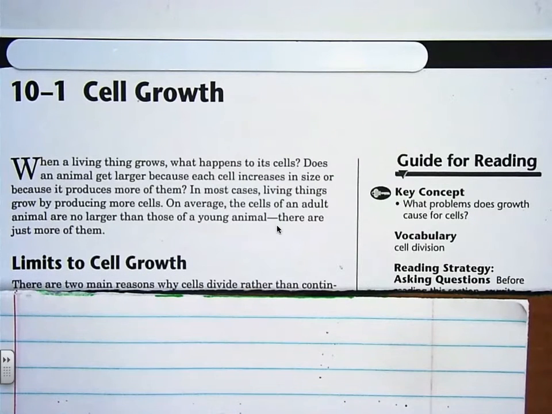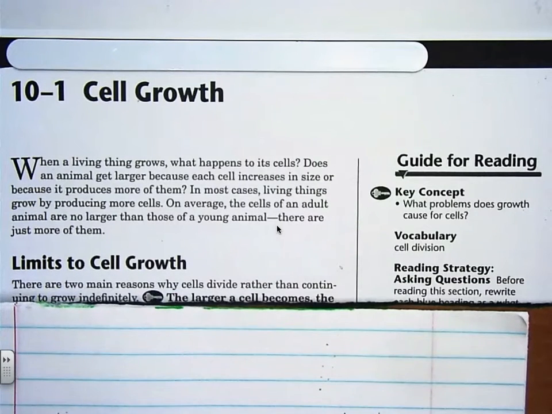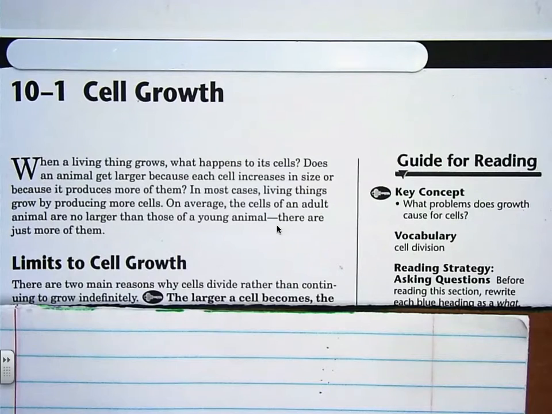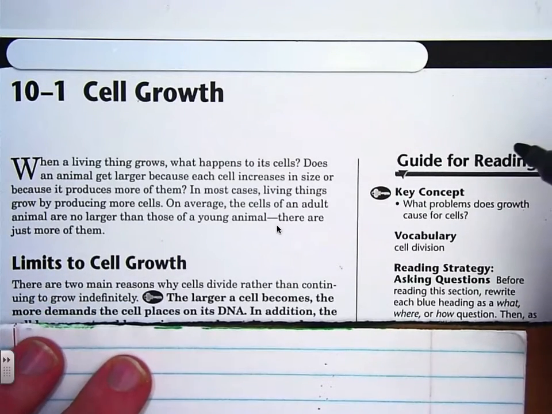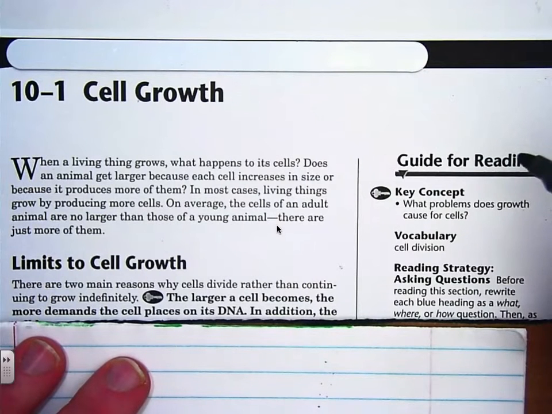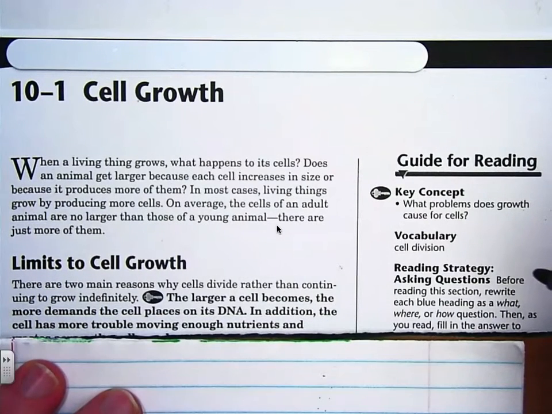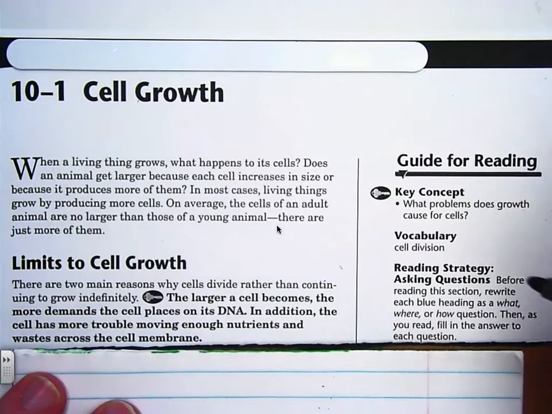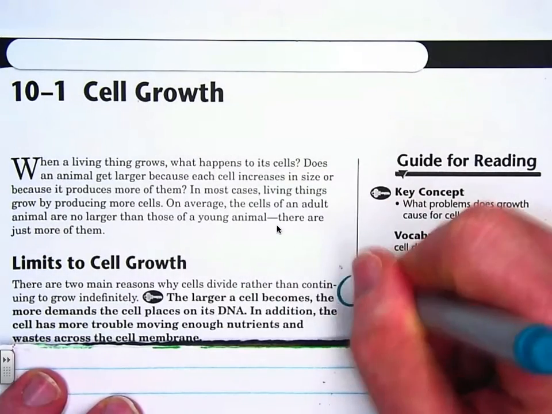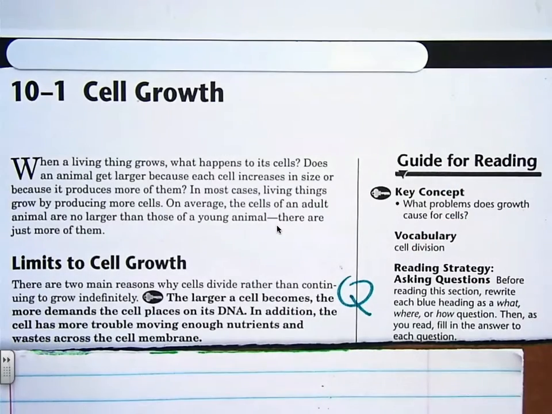Limits to cell growth. There are two main reasons why cells divide rather than continue to grow indefinitely. Here's a key concept. The larger the cell becomes, the more demands the cell places on its DNA. In addition, the cell has more trouble moving enough nutrients and waste across the cell membrane. Great, this is a great quiz question. Why, and what is the problem when the cell gets too big?